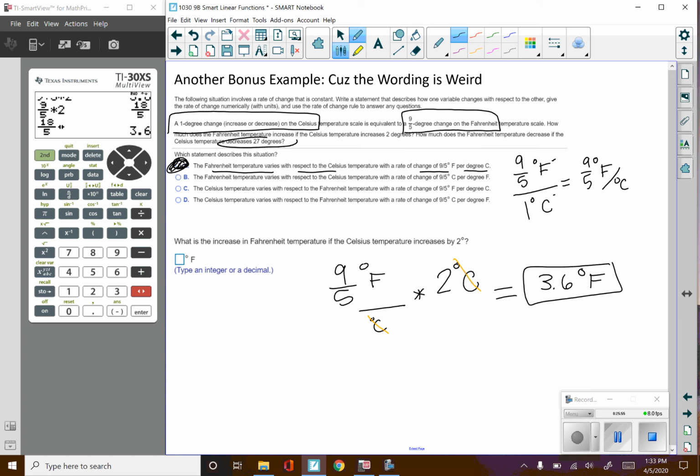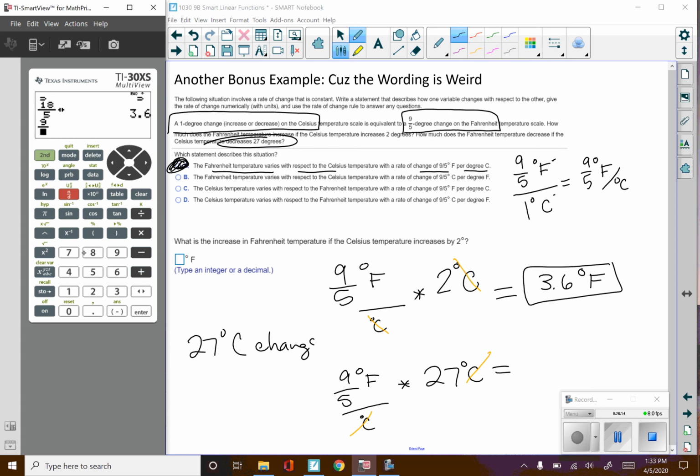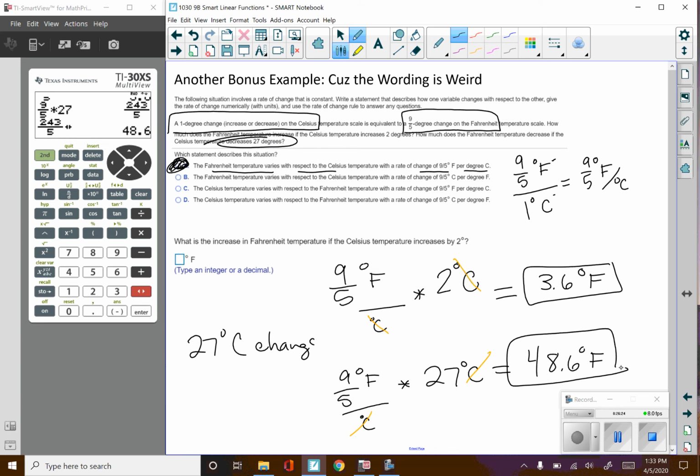The other, I'll go ahead and do the second part. It says if it was a 27 degrees Celsius change, well, we would take that 9/5 rate and multiply it by 27 degrees Celsius. Again, the degrees Celsius unit cancels out. So 9/5 being multiplied by 27 gives us 48.6 degrees Fahrenheit.